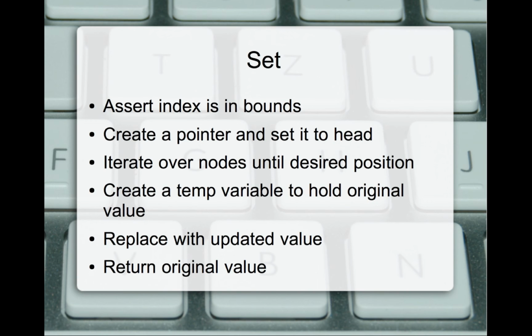The set method works just like it did inside the CTEC array. With set, we replace the value at that current spot. First, we assert that the index we're passing is in bounds. We then create a pointer to that node and iterate over the list until we reach that index. Then we replace the value with the one that has been passed to it and return the original value. So you want to create a temp variable that holds that original value so it can be returned and consumed if needed. Oftentimes when we're doing a set, we're simply replacing a value and we don't pay attention to the original value that was in there, but we have to give that option to other programmers to use if they need it.